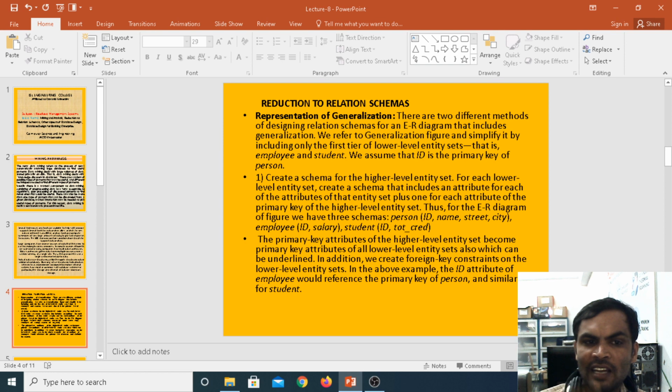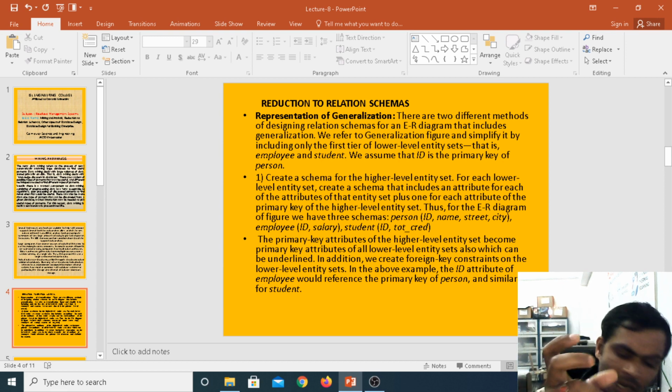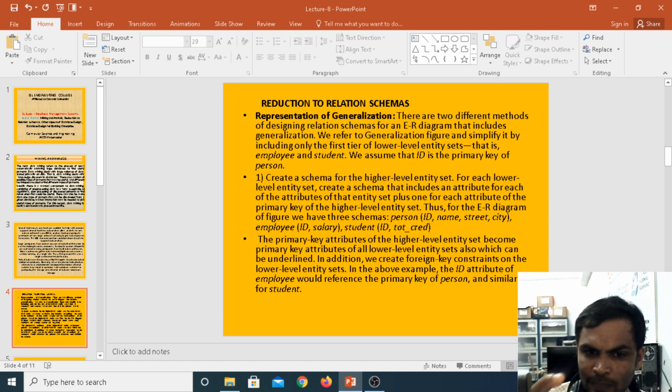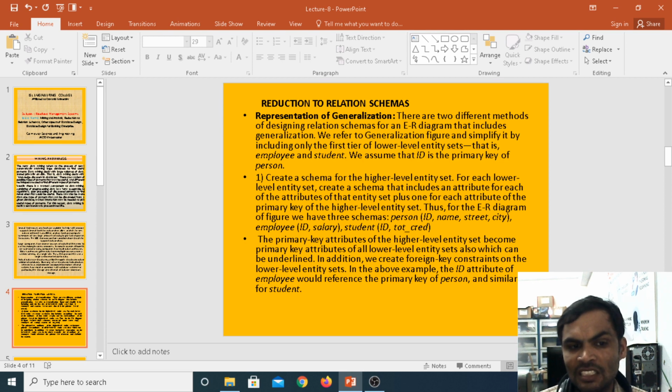The primary key attribute of the high level entity set becomes the primary key attribute of all low level entity sets. Means at the time of generalization, when you are taking a person entity and defining the attributes ID, name and street, the ID attribute you are declaring as a primary key. Whatever attributes are under the parent, the person entity, those attributes will be available under the sub entities. The sub entities are student and employee.